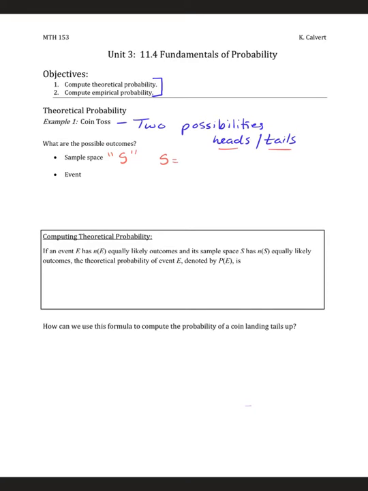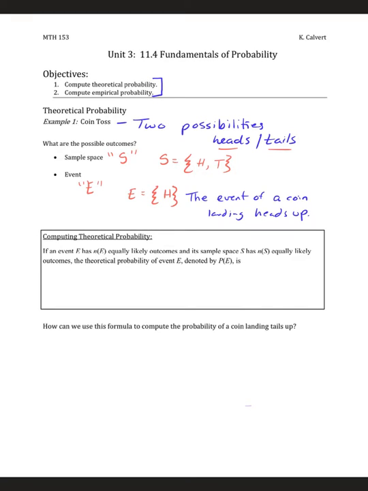So we could say the sample space of this experiment would be either the coin landing heads up or the coin landing tails up. That would be the sample space. So the sample space is the possible outcomes. The event is denoted with a capital E. And we could say the event of the experiment with the coin landing, we'll say heads up. So again, this would be the event of a coin landing heads up. And that's what we're going to be looking at.